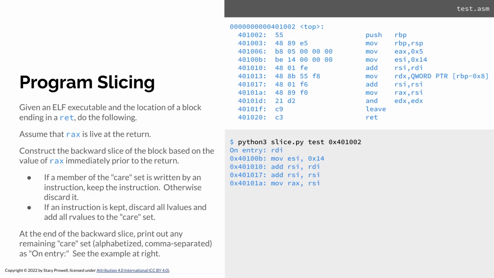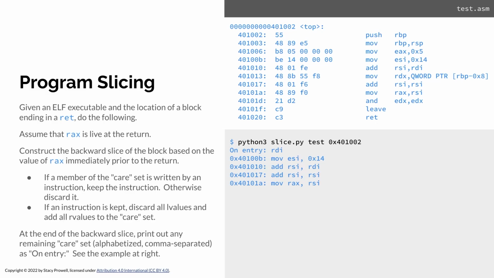Now, RAX is an L value, so I remove it from the set. RSI is an R value, so I put it in the set. Notice what I do. I remove first, and then I add. Right? If I do it that way, I'm good. For example, we'll see that on the next line up.